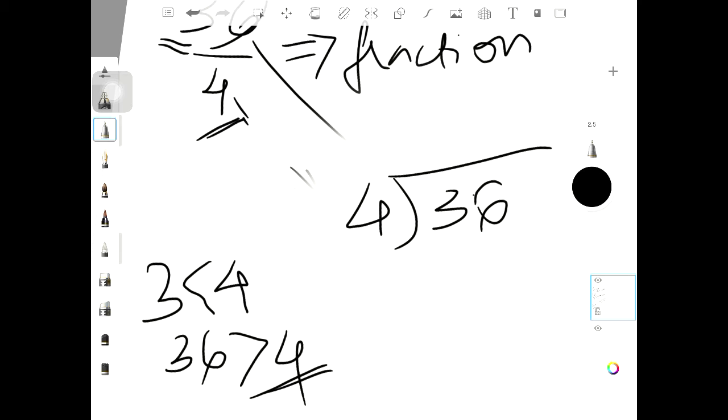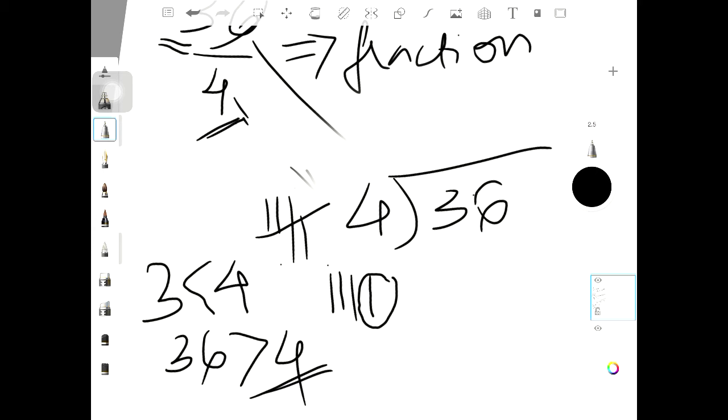So what you're going to do now is multiply and look for a number in 4's table, a multiple of 4, which is smaller than the number and does not cross it. So you're going to say 4 ones are 4, 4 twos are 8, 4 threes are 12, 4 fours are 16, 4 fives are 20, 4 sixes are 24. We still haven't crossed it. 4 sevens are 28, 4 eights are 32, 4 nines are 36. Okay, so we're at 9.